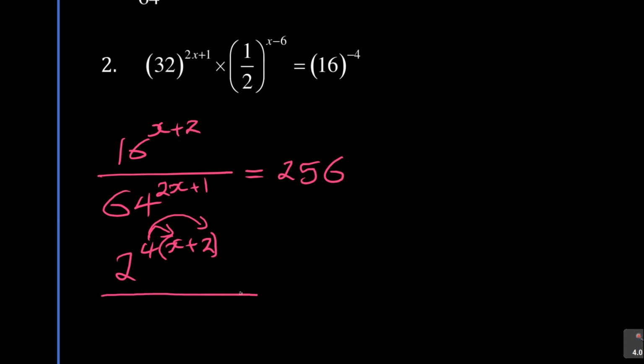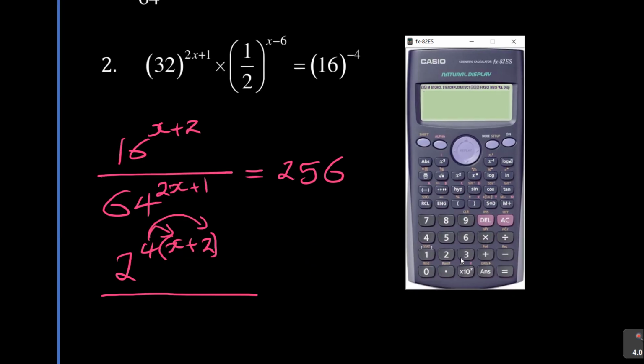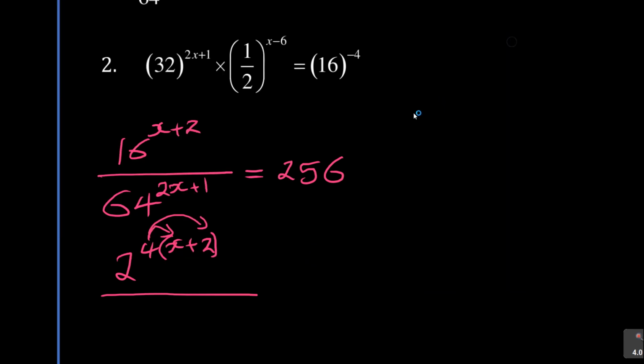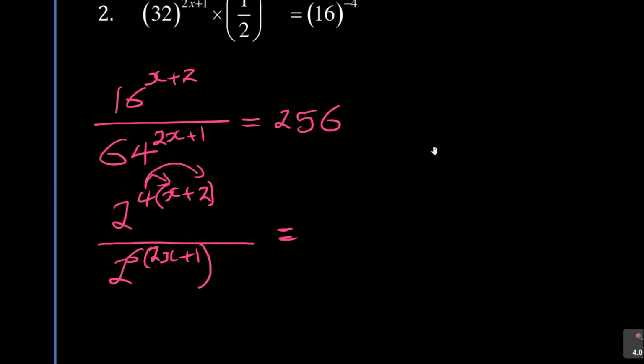Same thing, what is 64? Let me just verify here with my calculator. What is that? 2 to the power of 6. Okay, 64 is 2 to the power of 6, so I've got 2 to the power of 6. I put a bracket. It's 2x plus 1. What about 256? What does it give you? 256 equal to shift FACT. I think it will be 2 to the power of 8 or so.